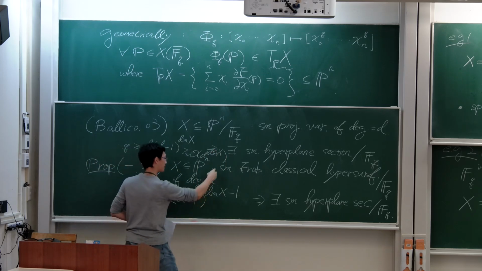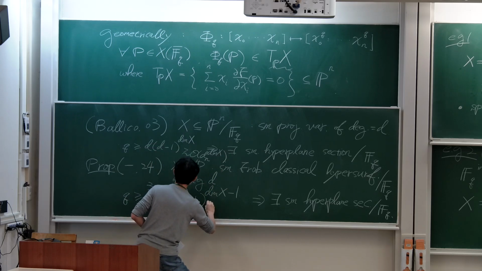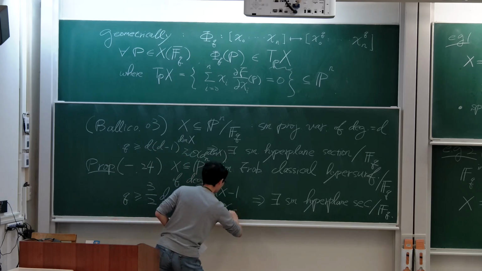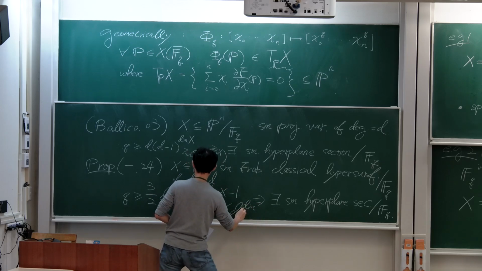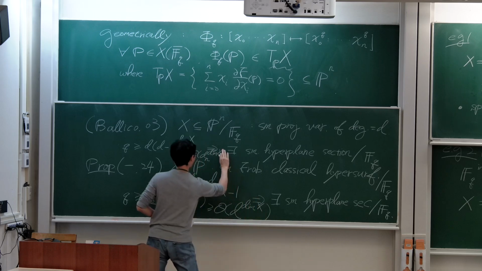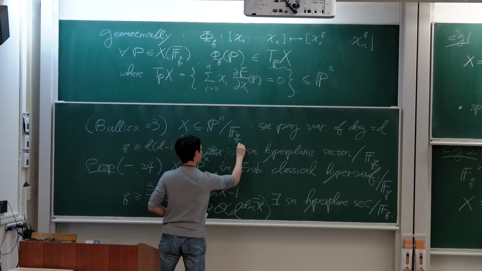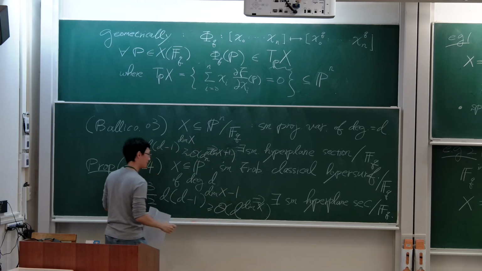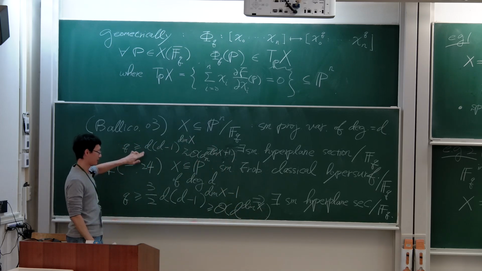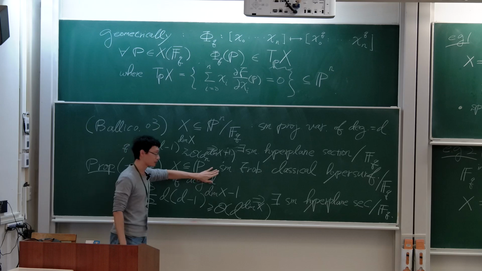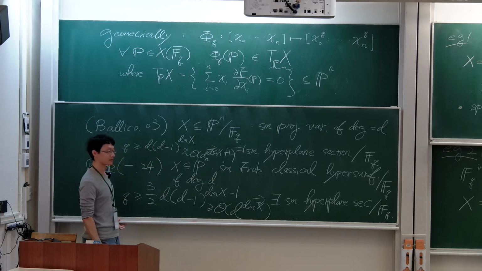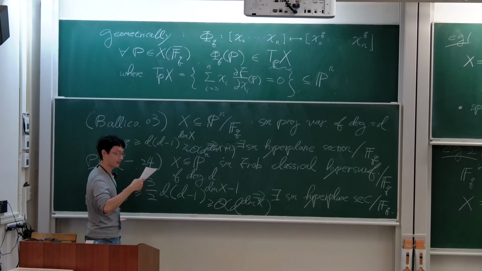And in this case, you only need to extend the ground field to be of size about the dimension of X. Sorry for this messy notation. You can reduce the degree by 1 to get some smooth hyperplane section for a smooth Frobenius classical hypersurface.